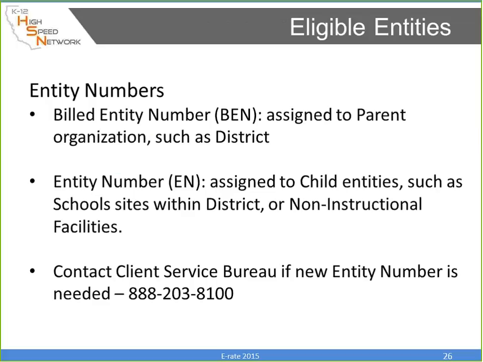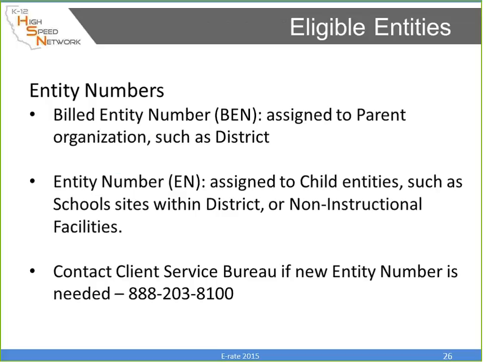So once you realize that you qualify for E-rate, your entities qualify, then each entity will need its own identifying number within the E-rate system. The billed entity is assigned to the parent organization, such as a district or a library branch. Underneath that, you have an entity number. That would be your child site, your school site, your individual library site.